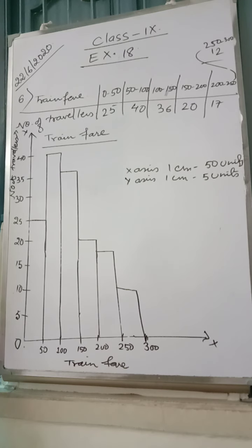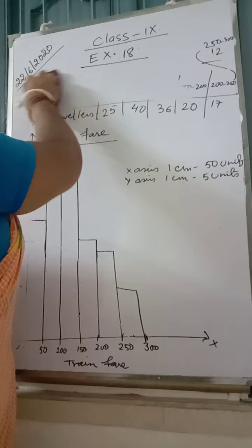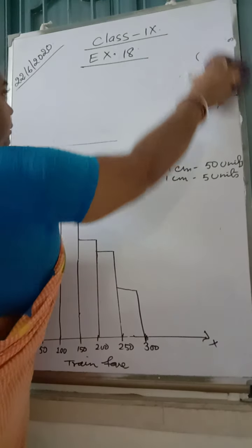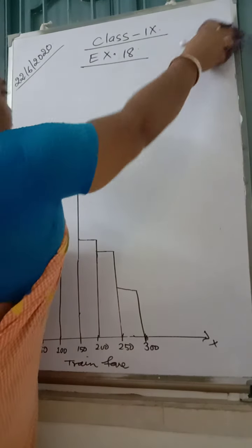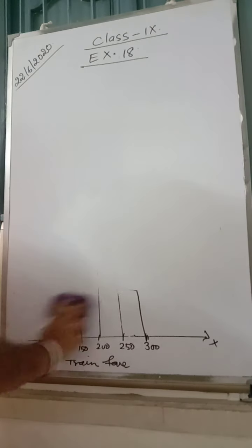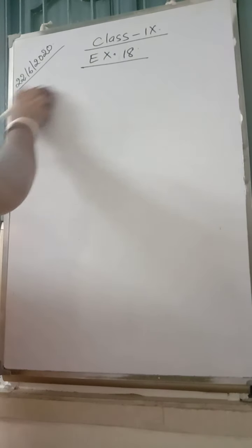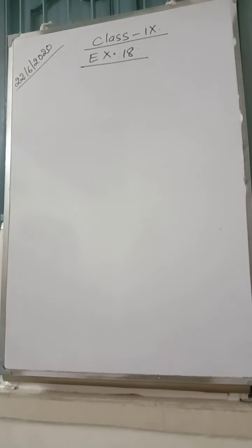You have to do it in a graph copy, and the table has to be written on the next page to the graph. Now next we have question number 7. One, two, three, 4, 5, 6, 7, 8, 9 boxes.